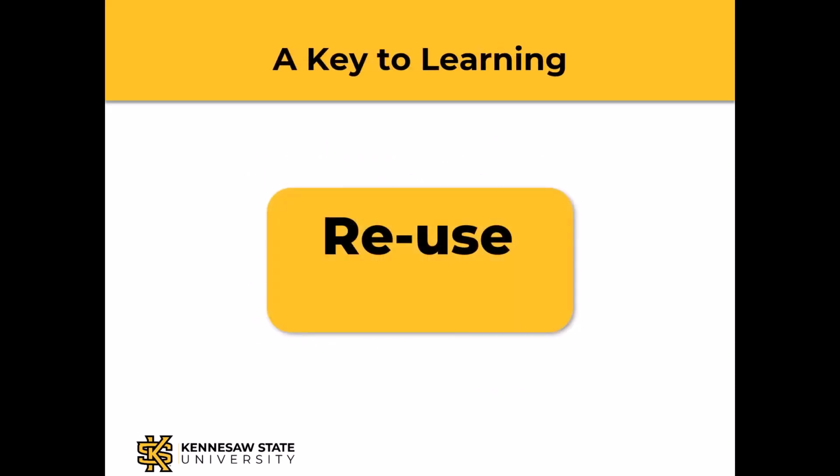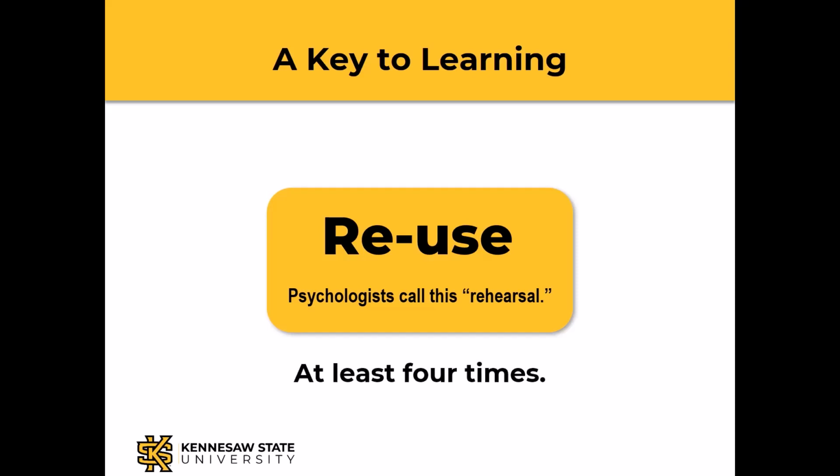If you remember one thing about these best practices, remember reuse of information. Psychologists call this rehearsal. The goal of studying is to move information from your short-term memory to your long-term memory. To do that, you need to use the material at least 4 times with increasing time between exposures. That means cramming doesn't work. You have to space out your studying. Doing that will make you less stressed, too.